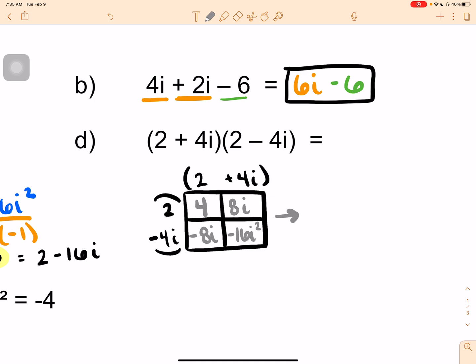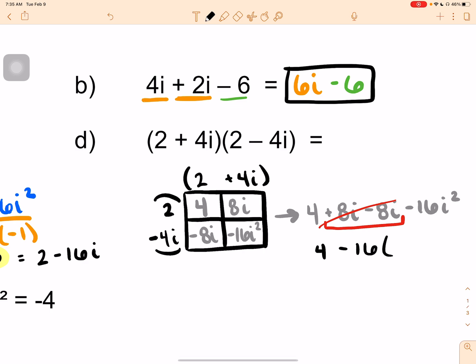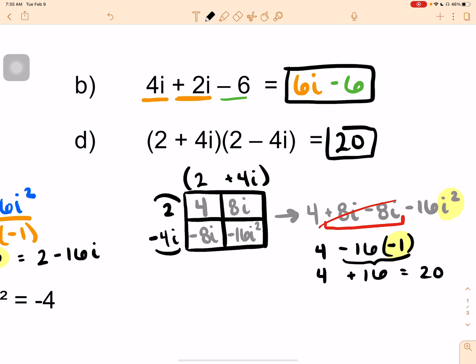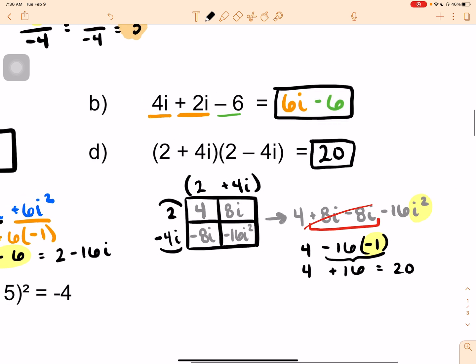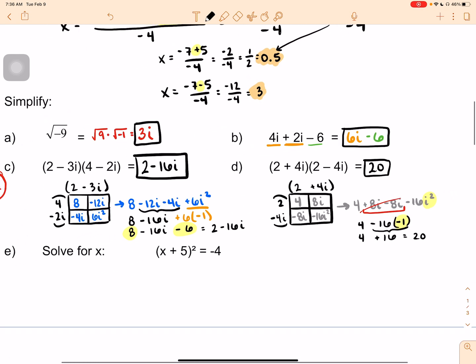Okay, so now let's write that out to simplify it. So we have 4 plus 8i minus 8i minus 16i squared. Well, if you guys notice here, 8i minus 8i is just 0. So we have 4 minus 16, and we know that i squared can be replaced with -1. So i squared is equal to -1. So now we have 4 minus 16 times -1. This is 4, and -16 times -1 is a positive 16. So our answer is 20. Okay, so this is all about simplifying, just multiplying with area models and then simplifying your answers.